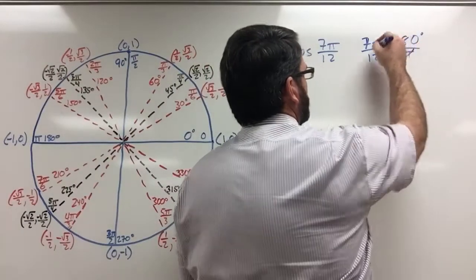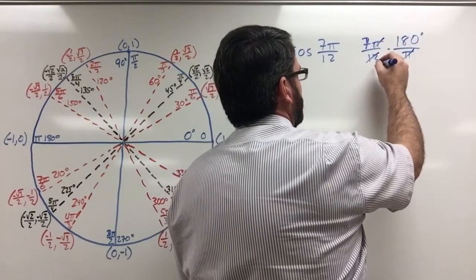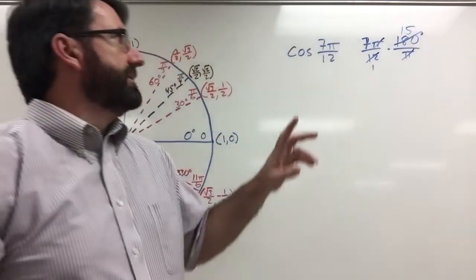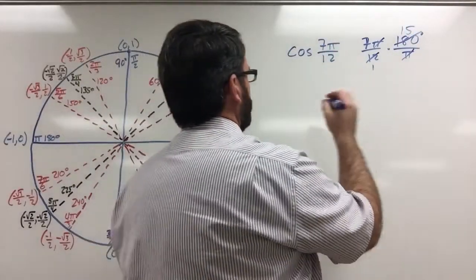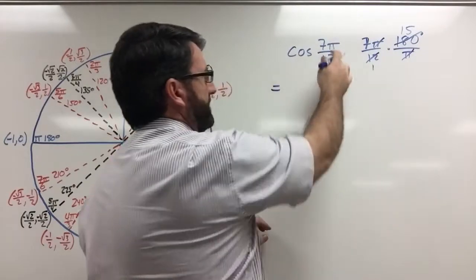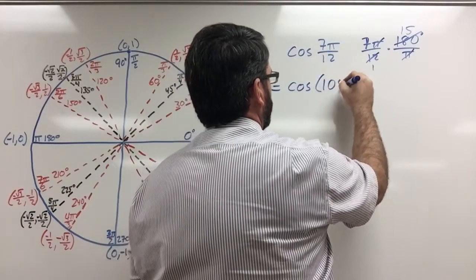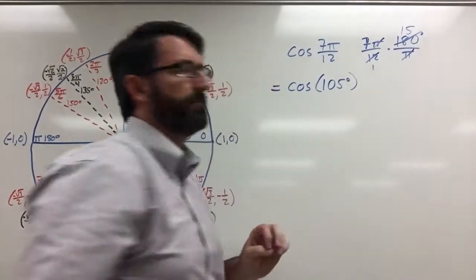And these pi's will cancel. 12 goes into 180 15 times. So 7 times 15 is 105. So we're going to rewrite this cosine of 7 pi over 12 as the cosine of 105 degrees.